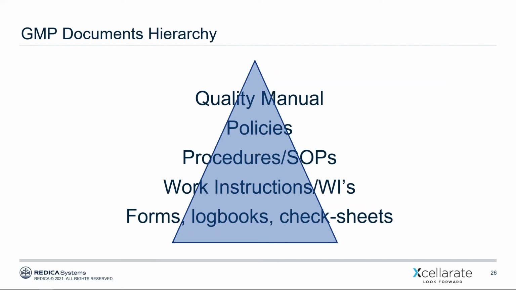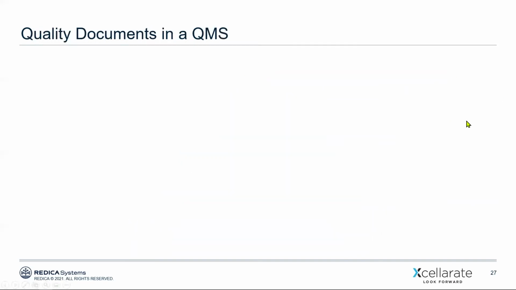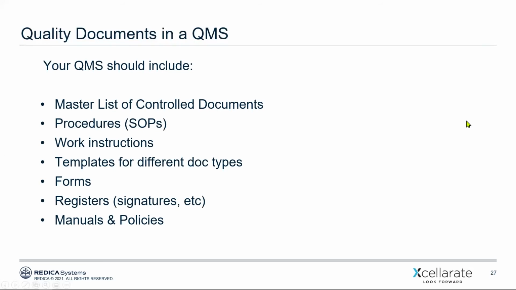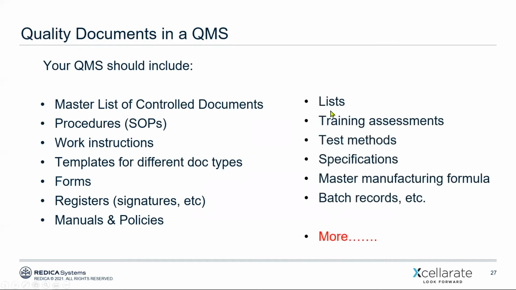Getting more specific from there are detailed work instructions, and these are followed by forms, logbooks, and check sheets, which are used to record the actual raw data. So your quality management system will typically include a variety of different document types, some of which I've mentioned, others that include test methods, training assessments, master manufacturing formulas, and more.